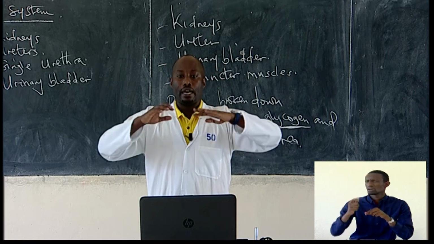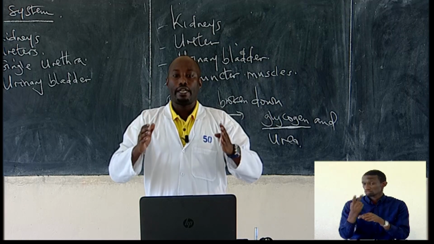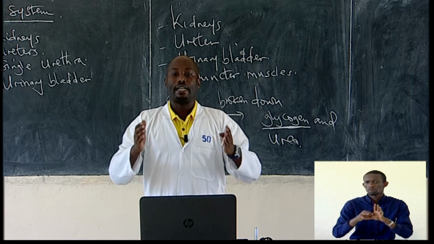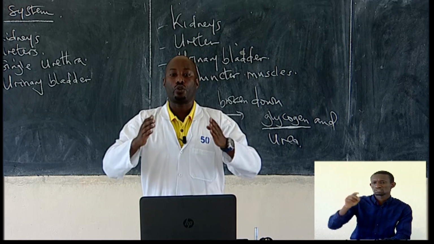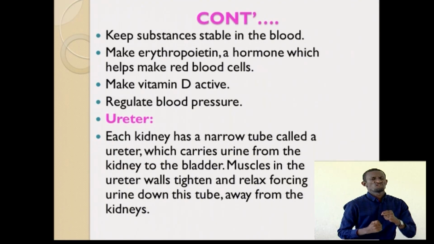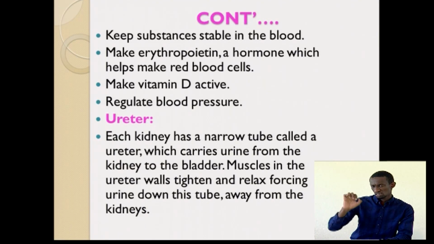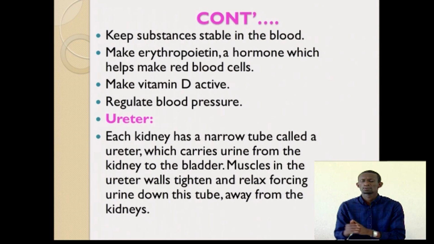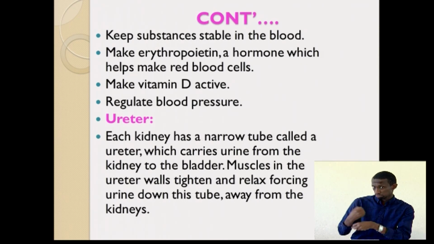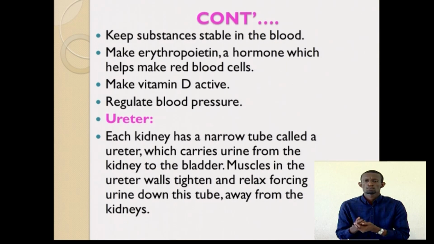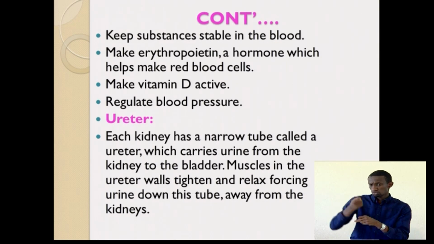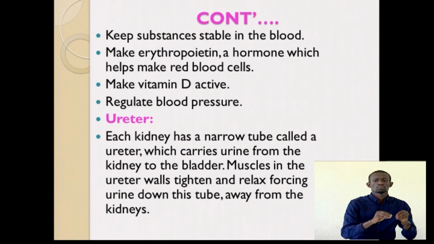I said, the muscles in the ureter walls are tightened and relaxed, forcing urine to be drawn through this tube. Once they contract and relax, the urine is drawn from the kidney to the urinary bladder, and away from the kidney. So these ureters are the ones that conduct urine.